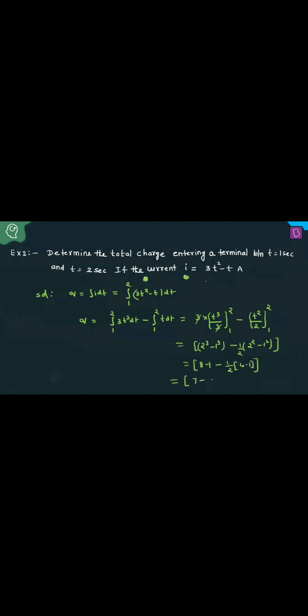7 minus 3 by 2. That is 11 by 2. How much did you get? 5.5, cool. 11 by 2 equals 5.5. Is it correct, friends? 5.5, cool. Okay. Clear? Simple.